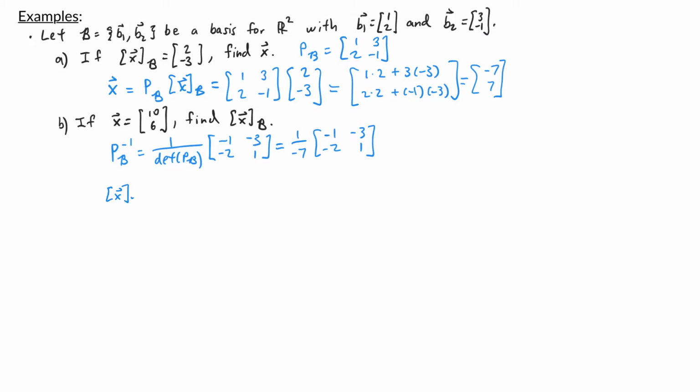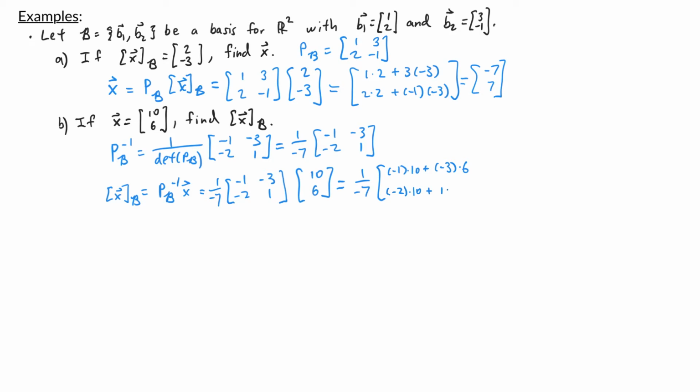So again, the B-coordinate vector for x is P_B inverse times x. So that's 1 over negative 7 times [-1, -3; -2, 1] times the vector (10, 6). So this is equal to 1 over negative 7 times, in the top entry, negative 1 times 10 plus negative 3 times 6, and in the bottom we have negative 2 times 10 plus 1 times 6. So that's 1 over negative 7 times negative 10 minus 18 gives me negative 28 on top, and on the bottom we have minus 20 plus 6, or negative 14.